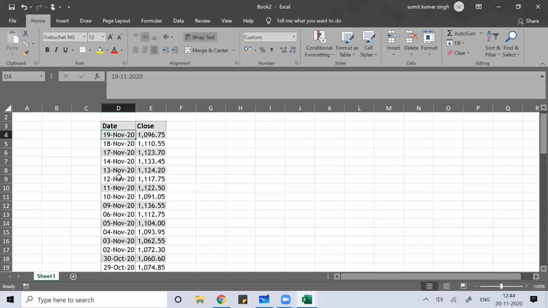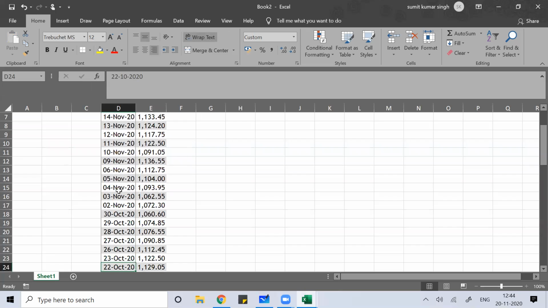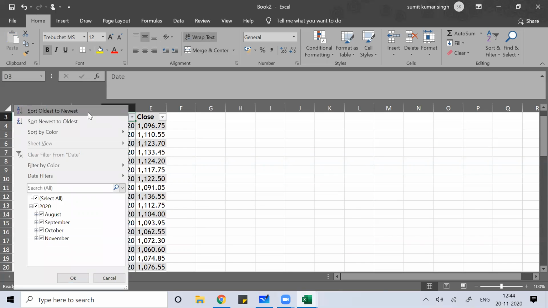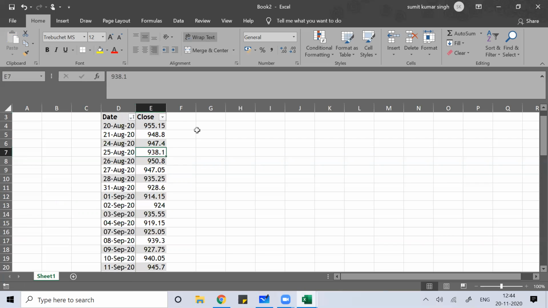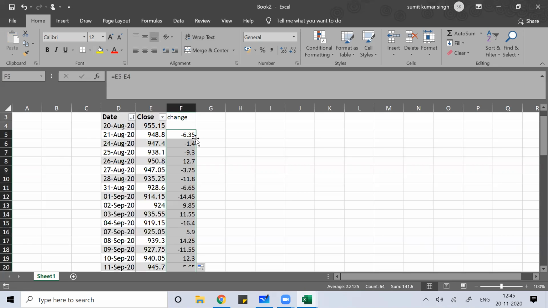Now just use the filter, because you see these dates are newest to oldest. For the calculation part, I want the dates oldest to newest, so you do that. Once you get this, your work is done. Now you have to find the change. Change means today's closing price minus yesterday's closing price.